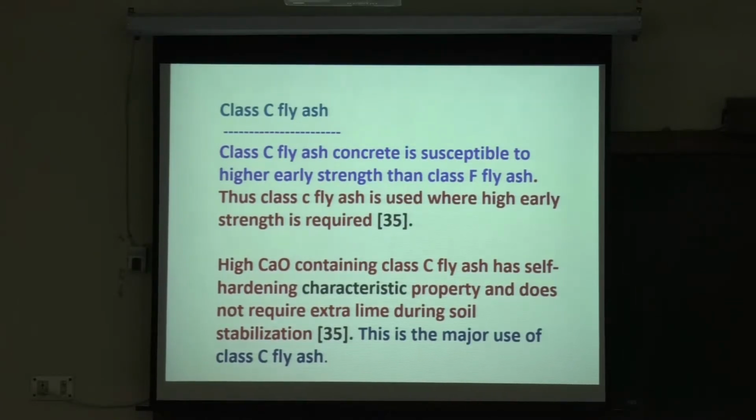Now, high calcium oxide containing class C fly ash has self-hardening characteristic property and does not require any extra lime during soil stabilization. So this is the major use of fly ash. So it's an independent strengthening agent. It does not need anyone because it has high calcium oxide, so that itself does all the reaction.